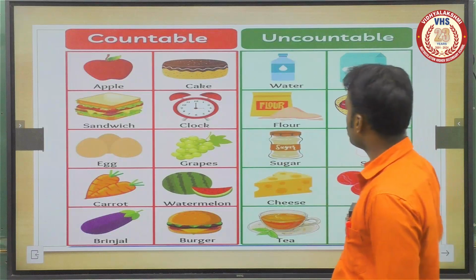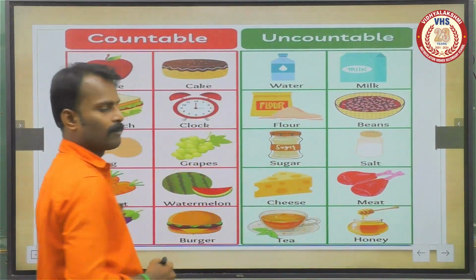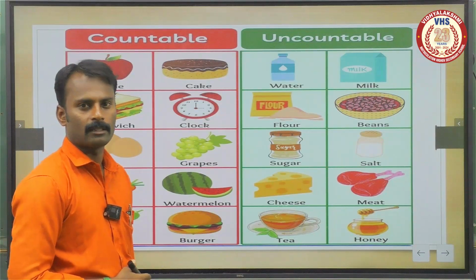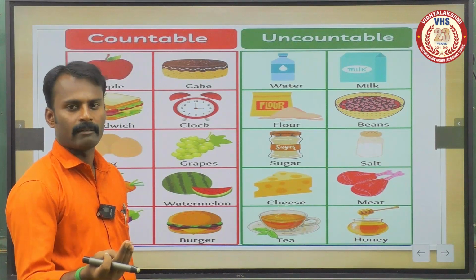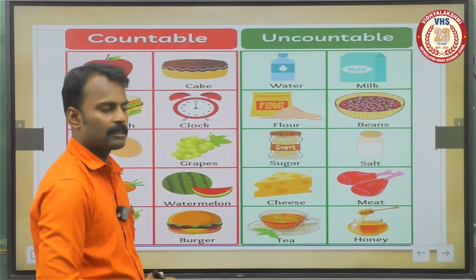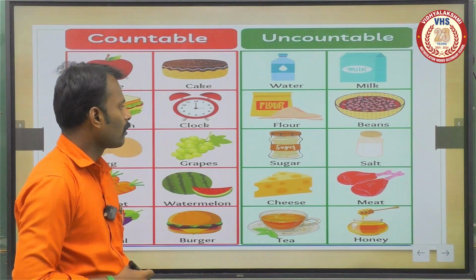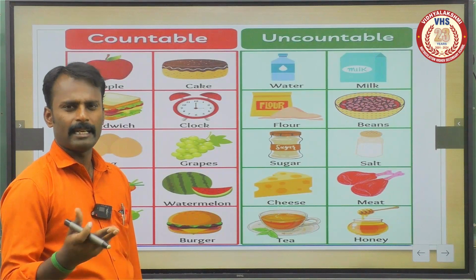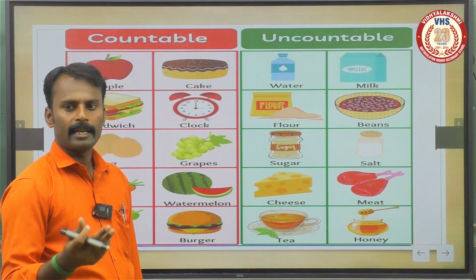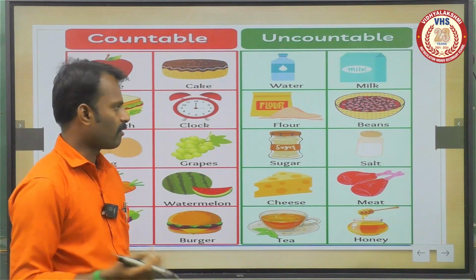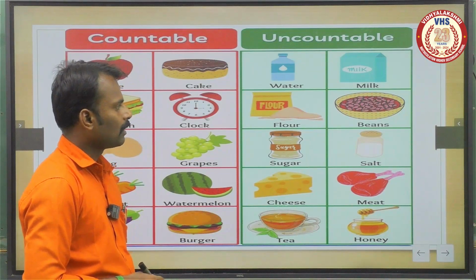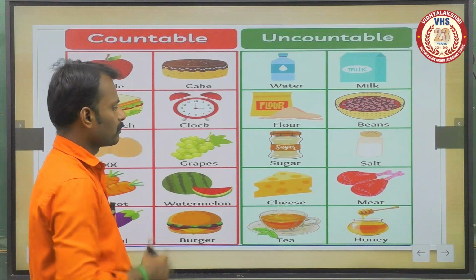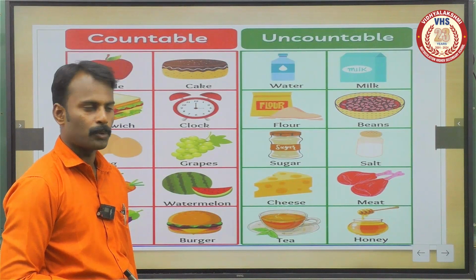But whereas on this side, uncountable nouns: water. We can't say single water, double water, triple water. Next, milk, I told you already. And corn flour: you can't say one corn flour, two corn flour; I need a packet of corn flour, or a cage of corn flour. Next, beans. Next, sugar, also we can't say one sugar or two sugar.